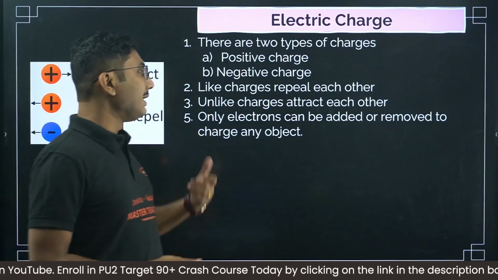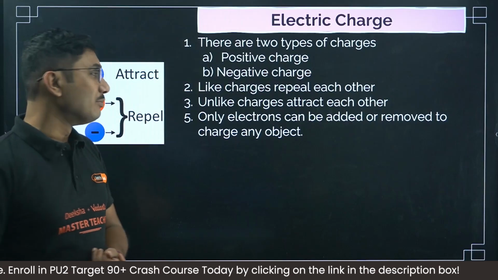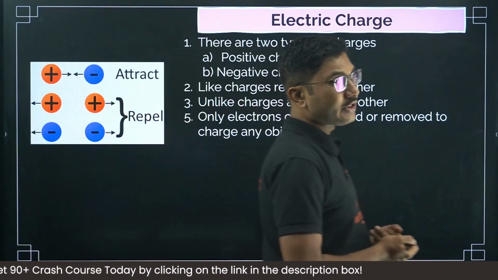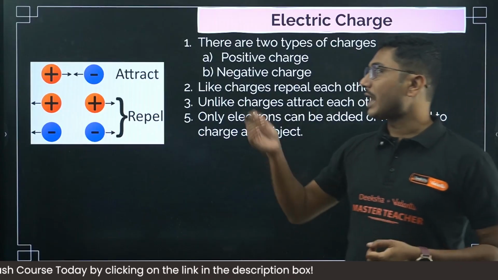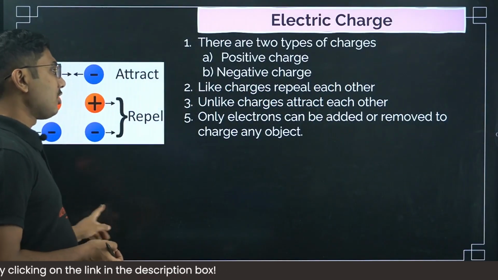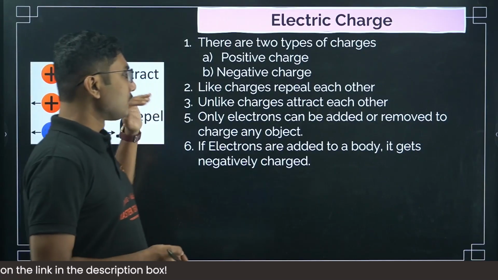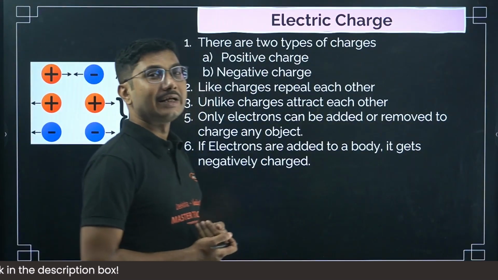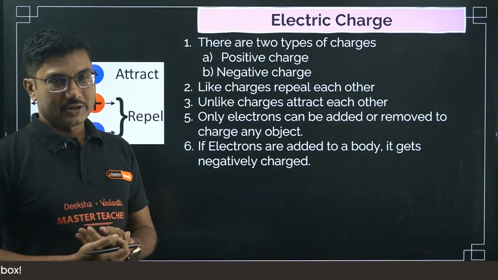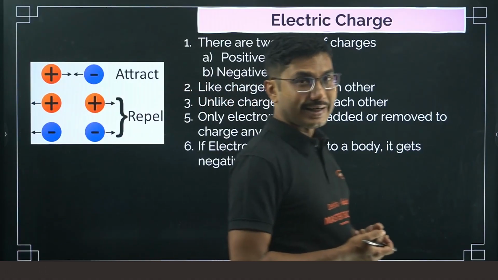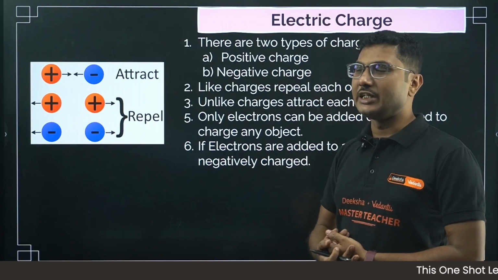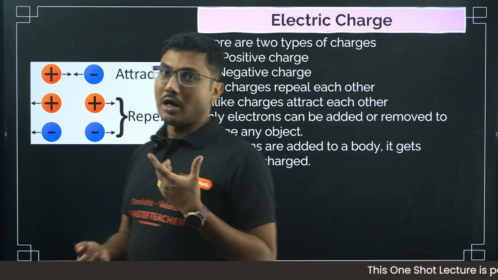Now only electrons can be added or removed to charge any object. So if I want to charge an object, only electrons can be added or removed. We know that electrons are negatively charged, so when you add electrons, the object becomes negatively charged, because electrons are already negative. If you add extra electrons, the object which was initially neutral will become negatively charged.